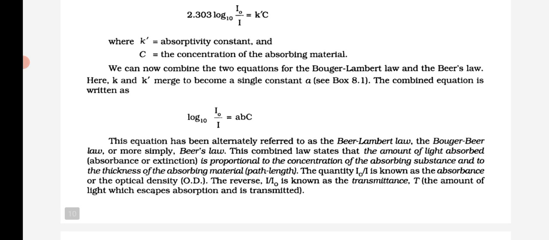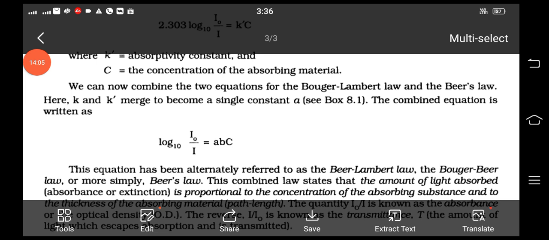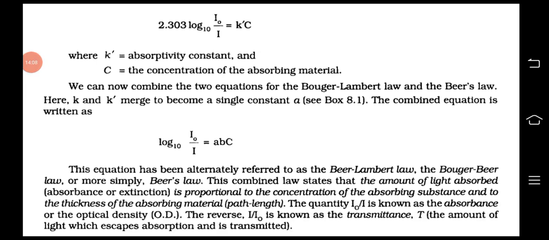So finally, what is the conclusion of the Beer-Lambert's law? This combined law states that the amount of light absorbed by a material is directly proportional to the concentration of the absorbing substance and the thickness of the absorbing material. So finally, I0 by I is known as the absorbance. The reverse form, I by I0, is known as the transmittance. So finally, this is the equation that concludes the Beer-Lambert's law.